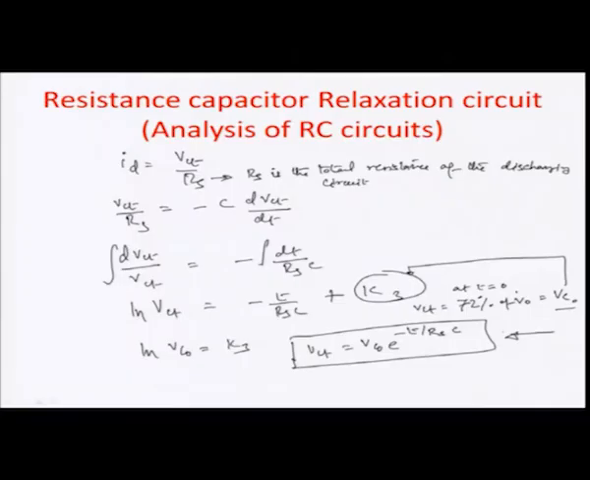Therefore, the relationship on the discharge side of the circuit is simplistically given by: the voltage on the central capacitor equals the charging voltage on the central capacitor at the beginning, before the discharging process happened, times exponential of minus t by Rs times C. C is the capacitance of the capacitor, and Rs is the total resistance of the discharging circuit.